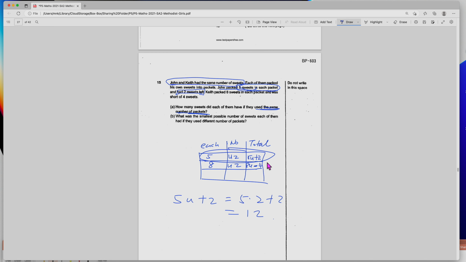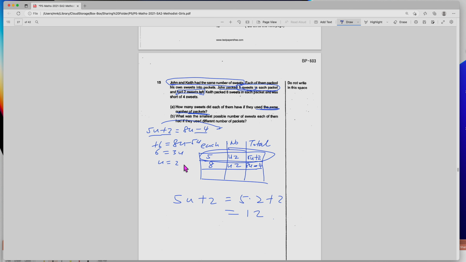So therefore, if you have 5U plus 2 equals 8U minus 4, just now I already demonstrated to you. This one, you bring it over as plus 6, and the 8U, bring it over as minus 5U. So therefore, 6 is equal to 3U. So U equals 2. That's how I get U equal to 2.